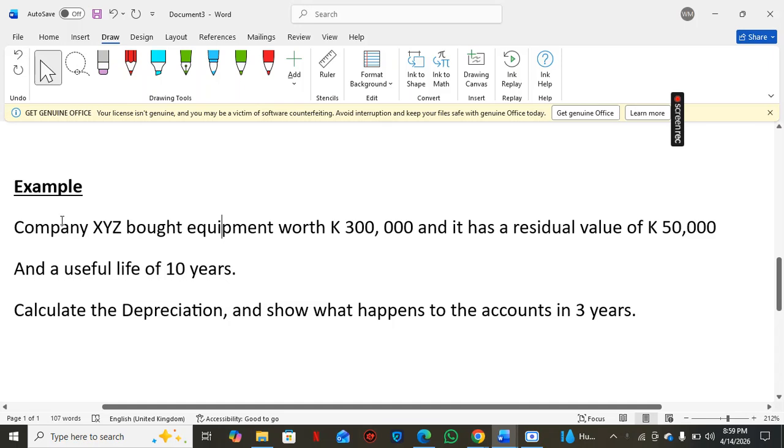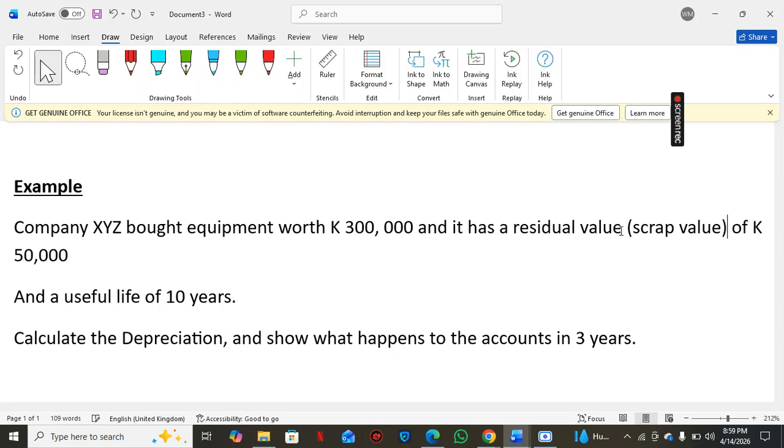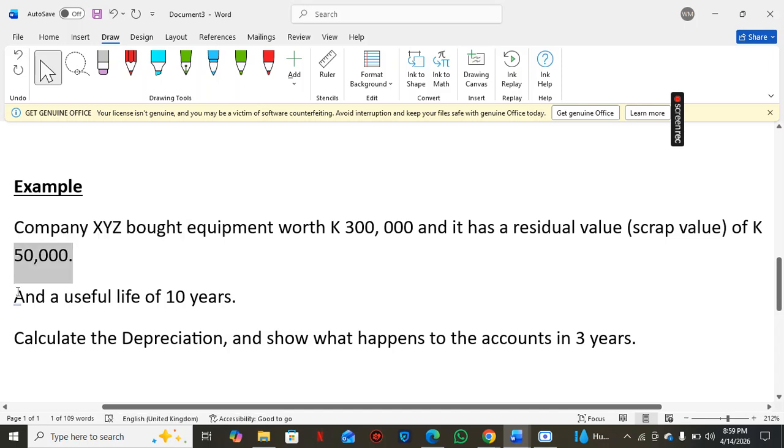Company XYZ bought equipment worth 300,000, we assume on 1st January, and it has a residual value of 50,000. This residual value, also called scrap value, is how much the asset can be sold for after its useful life. After 10 years pass, this equipment can be sold for 50,000. That's what that is telling us. And they've told us it has a useful life of 10 years.